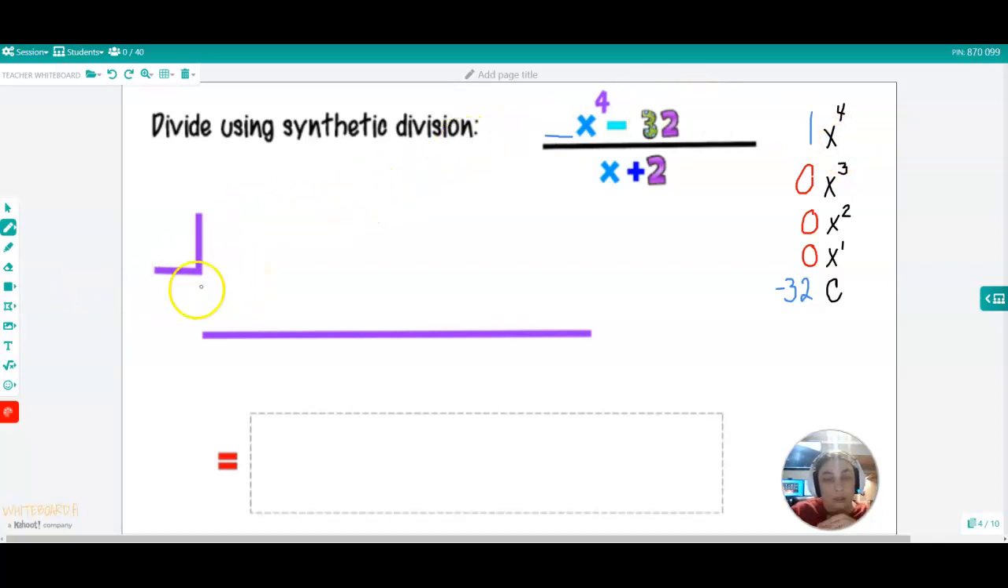So once we have that, it's time to go ahead and write those out. We're starting with 1. Then we have 0, 0, 0, negative 32. So that gets us through this first part of our synthetic division. It's just identifying those coefficients. For now, we are just ignoring the variable, and that's okay. That's what this is designed for, so that we don't have to work with that variable.